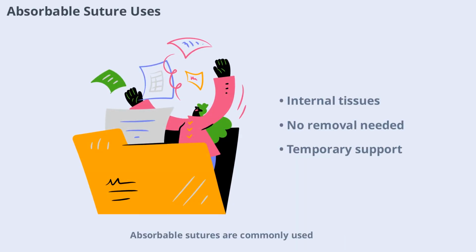Absorbable sutures are commonly used for internal tissues that heal quickly, such as muscle, fat, or gastrointestinal tract. Their ability to degrade eliminates the need for removal, reducing patient discomfort and risk of complications. These sutures are ideal for procedures where temporary support is sufficient, allowing the body to complete the healing process naturally.